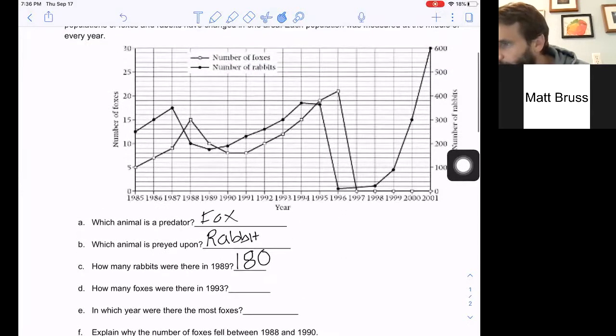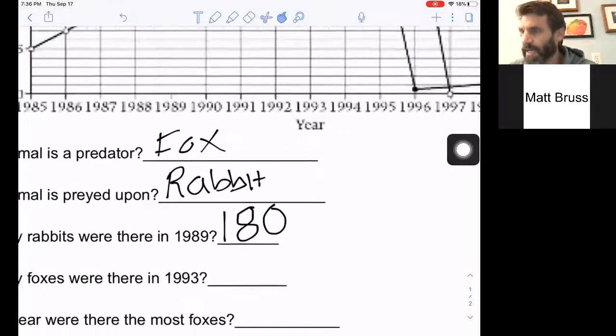All right. How many foxes were there in 1993? Well, let's see here. Now I'm going to use the left axis. 1993 foxes. I go to here, and over to here. It looks to me like there are 12 foxes in 1993. 10, 11, 12 foxes in 1993.